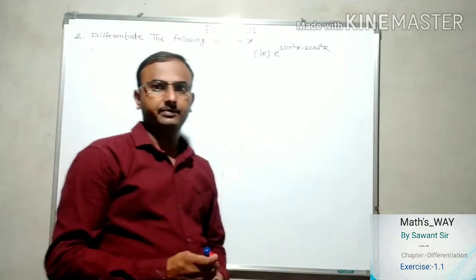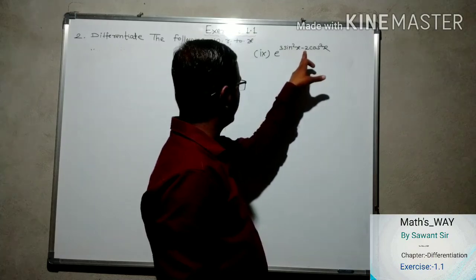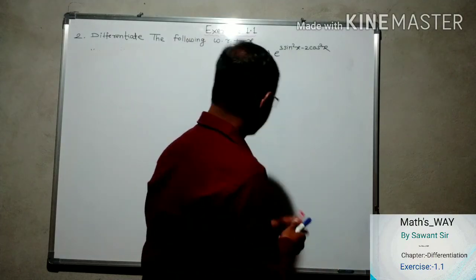Next problem is given: e to the power 3 sin square x minus 2 cos square x. So that is the solution.